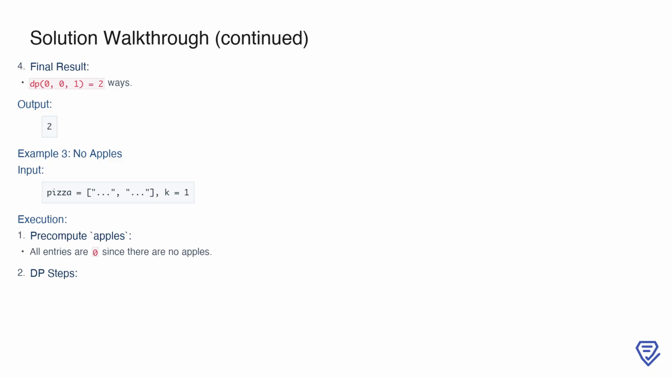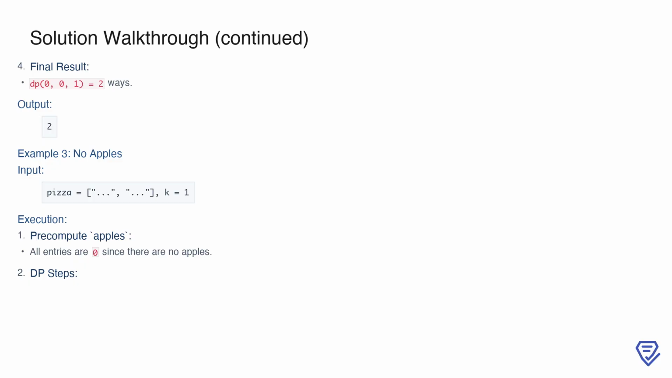In the base case of this example, dp(1, 0, 0) returns 1 because there are apples in the bottom row, making it a valid division. Similarly, dp(0, 1, 0) also returns 1, as the remaining region in the right columns contains apples.